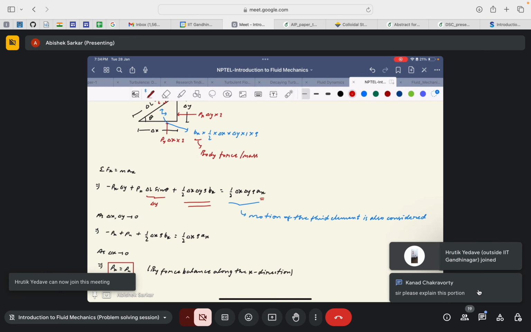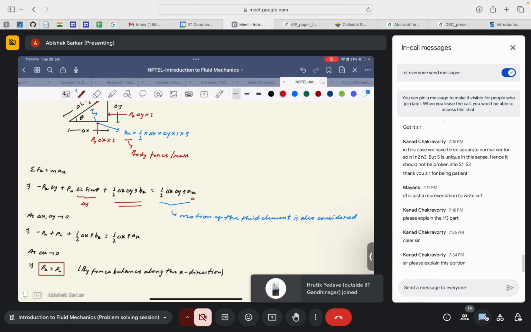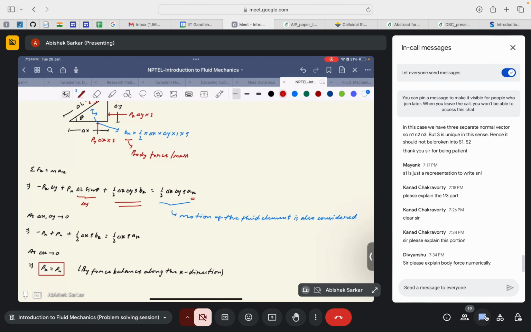Now considering that, okay, please explain this portion. Which part? Body force numerically.